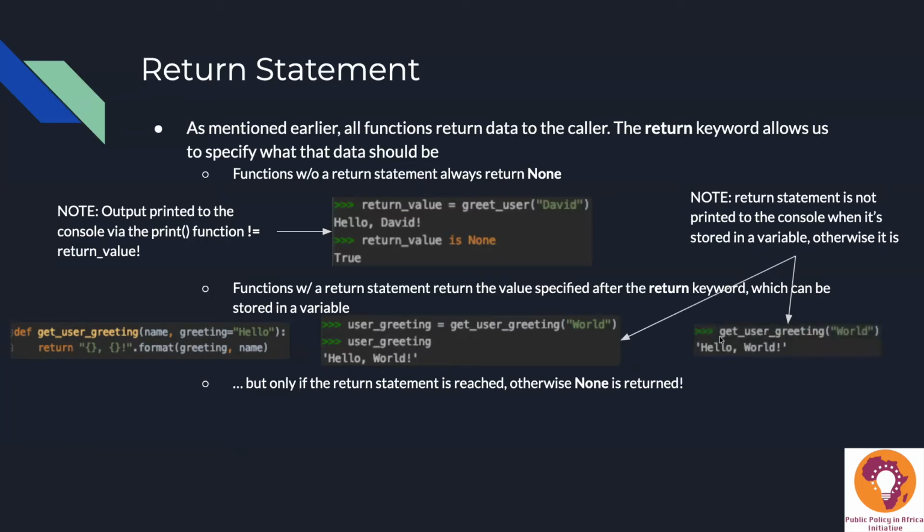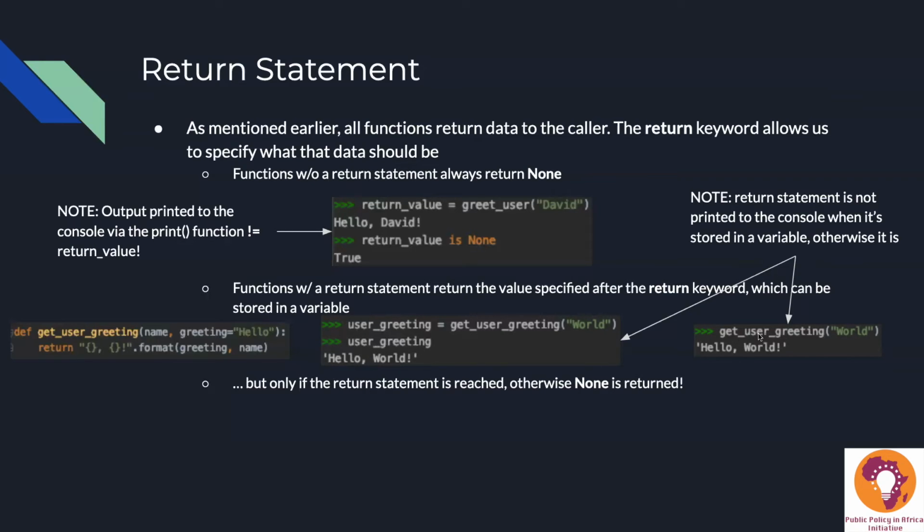Alternatively, if I don't store the invocation of get user greeting in a variable, then it's just going to output to the console, and I don't have any way to reference that later on. I could invoke the function again to get this to output again, but just keep in mind when you call get user greeting, or anything with a return value, and you don't assign it to a variable, you'll often see it output to the console. So note that the return value is not printed to the console when it's stored in a variable, otherwise it is. In this case, where I did store the return value in the variable user greeting, we don't see anything printed to the console between these two lines. The only time we see it printed to the console is when I output user greeting right here.